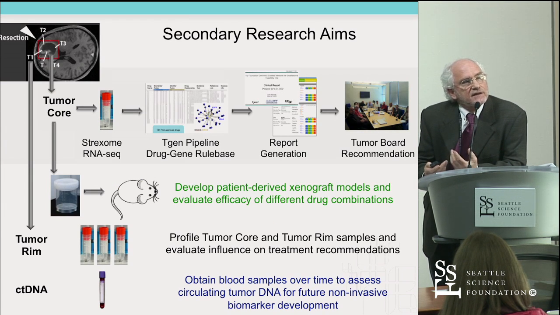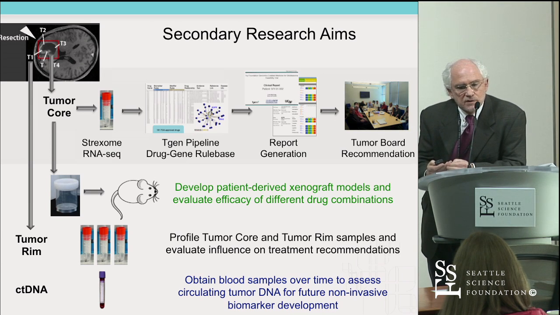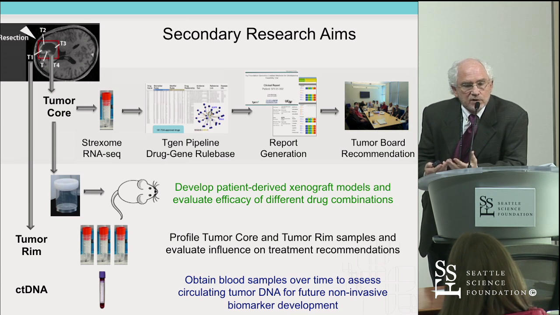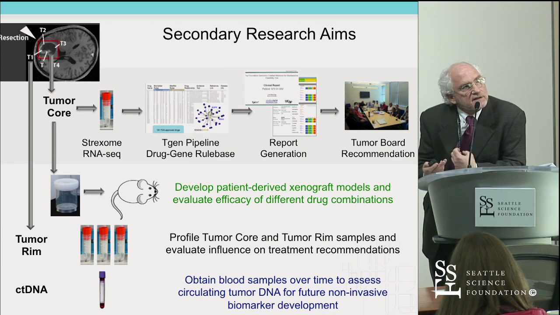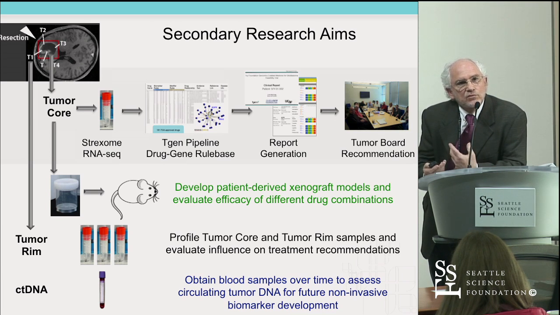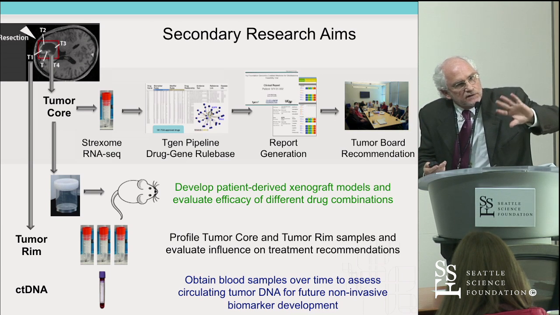Probably the more exciting thing to us, besides the fact that we've been able to get this down into a short time frame to get good quality CLIA RNA and DNA-based information, is the secondary aims, where we're looking at the non-enhancing tissue and doing the same analysis. We're getting circulating tumor DNA, and we'll match the alterations from the tumor in the blood and see if we could detect at any threshold the same alterations.